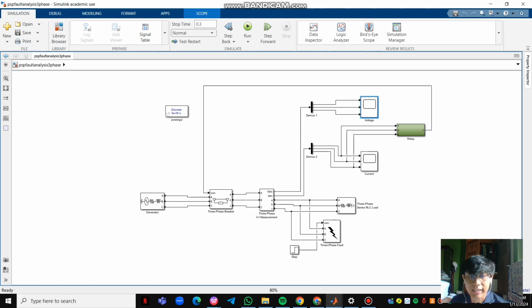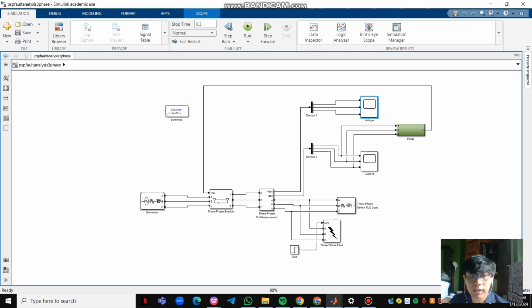Our title is three-phase fault analysis in compact power system. Today I will demonstrate our simulation part. We are using MATLAB simulation for our project, our assignment, our task.